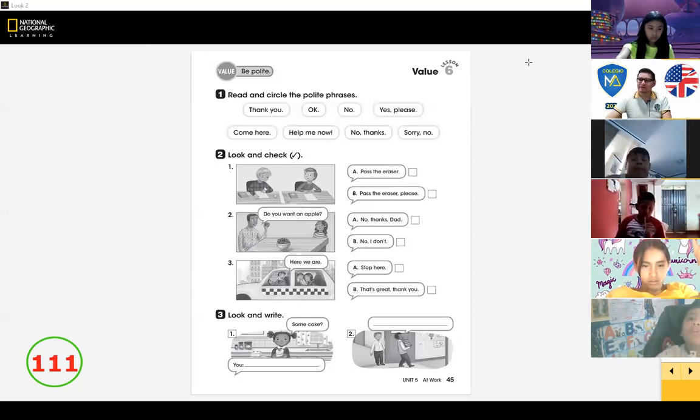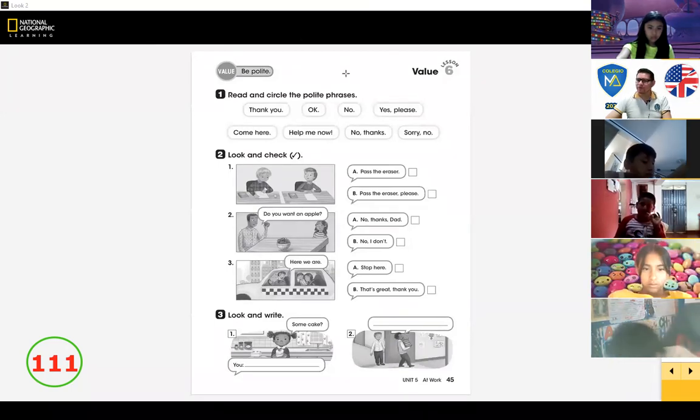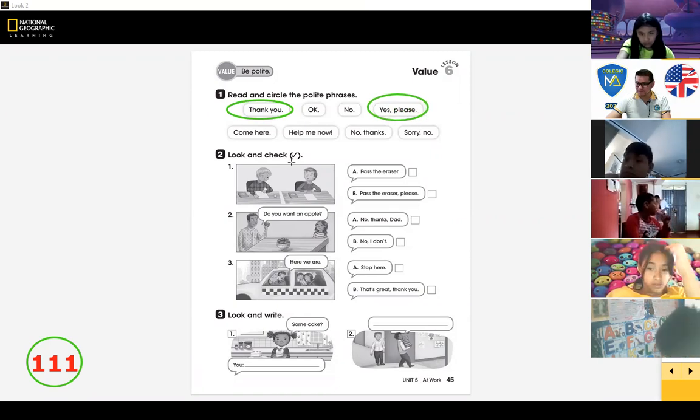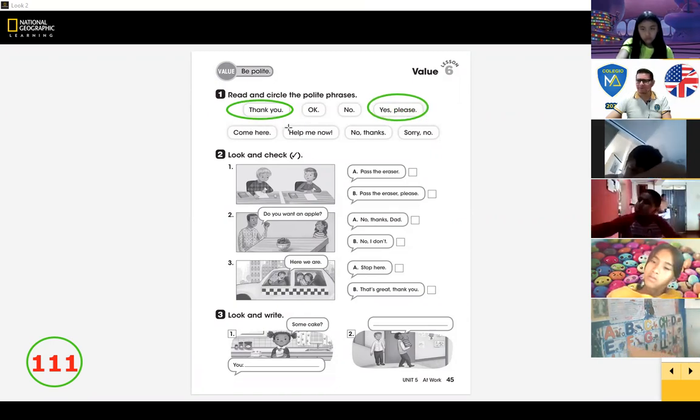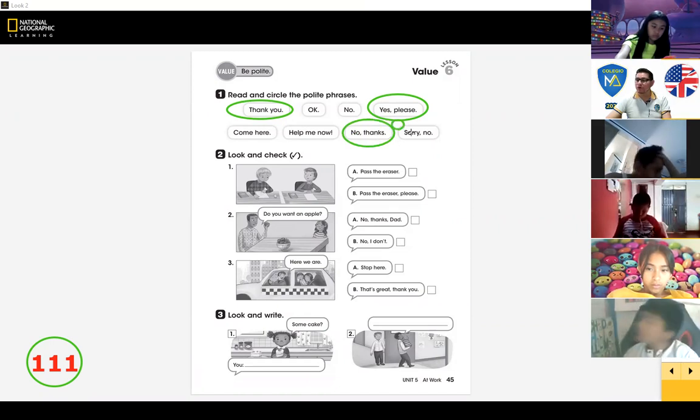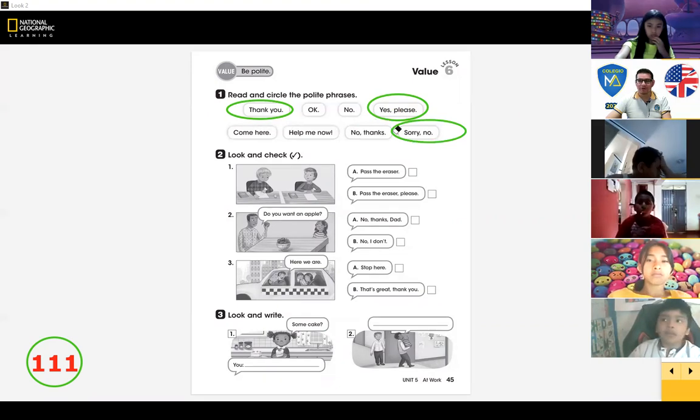Here says be polite. This is about the value. ¿Se acuerdan el value de ser cortés? Be polite, ¿no? Read and circle the polite phrases. What are polite phrases on this part? For example, you have thank you. This is polite. Yes, please, definitely. No, come here, no, help me now, they're not polite. No, no, thanks. Sorry, no, could be. I think between no thanks and sorry, no, I think sorry, no is more polite.